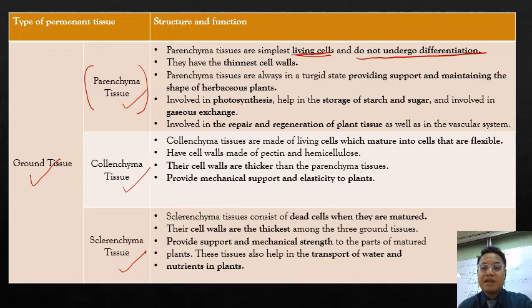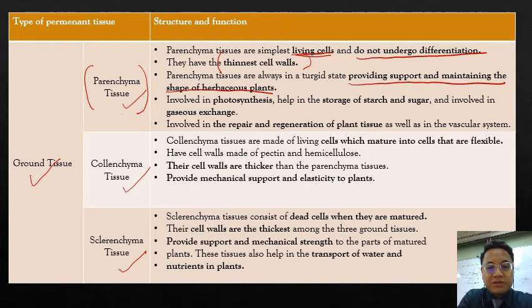Okay, tidak mengalami proses differentiation. They have the thinnest cell wall among the three tissues. And parenchyma tissue are always turgid to provide mechanical support and maintain the shape of herbaceous plants. This is the function of parenchyma tissue: support and maintain the shape of herbaceous plants.